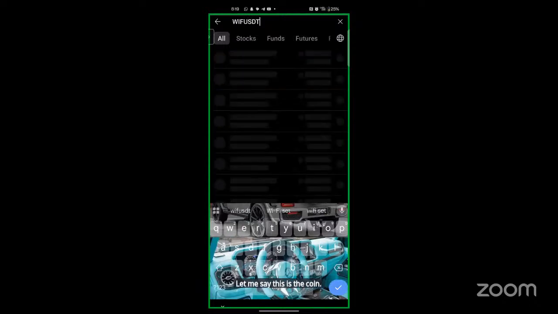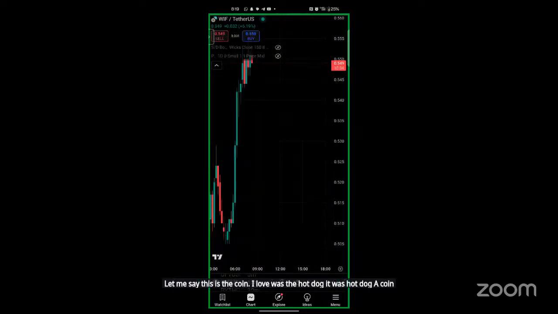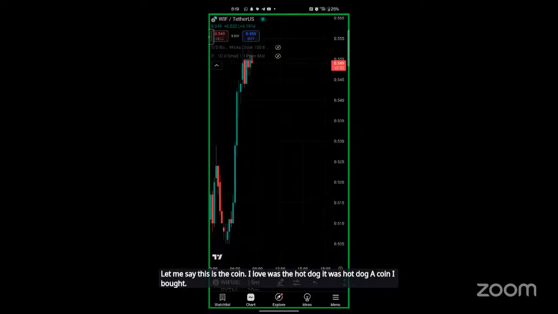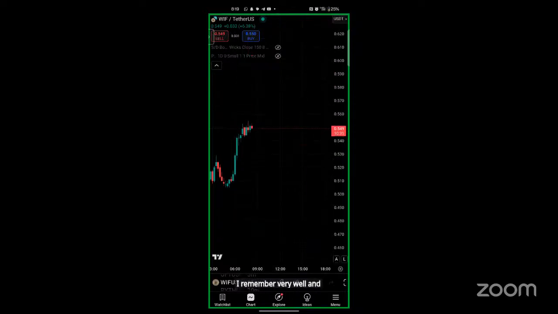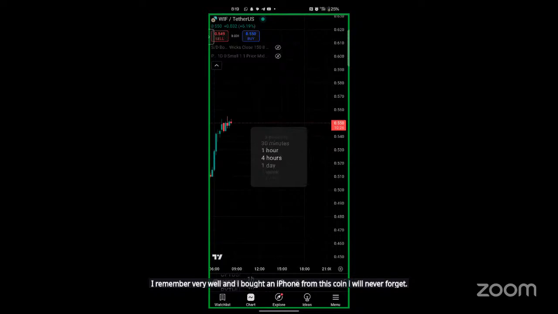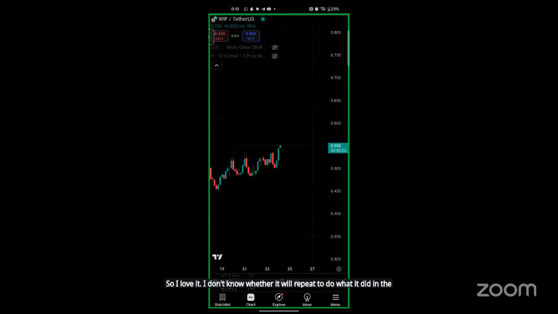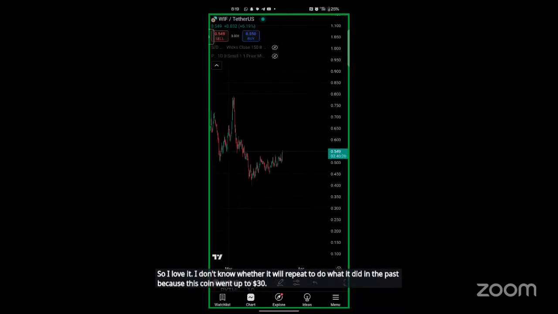Let me say this is the coin. I love Wafi Hot Dog. It was a coin I bought. I remember very well, and I bought an iPhone from this coin. I will never forget. So I love it. I don't know whether it will repeat what it did in the past, because this coin went up to $3 and it changed my life.